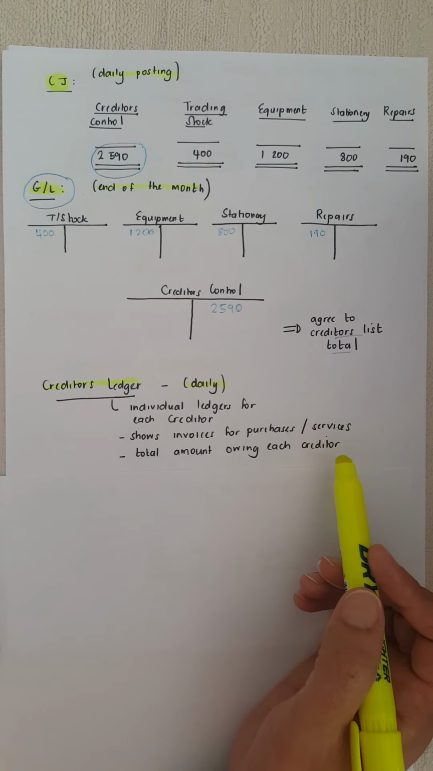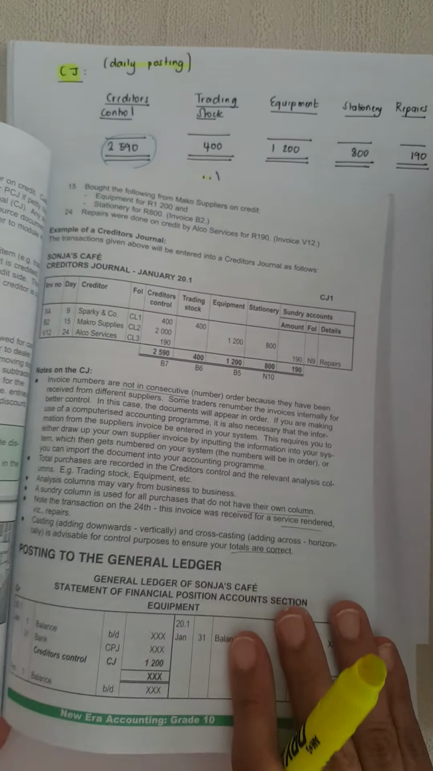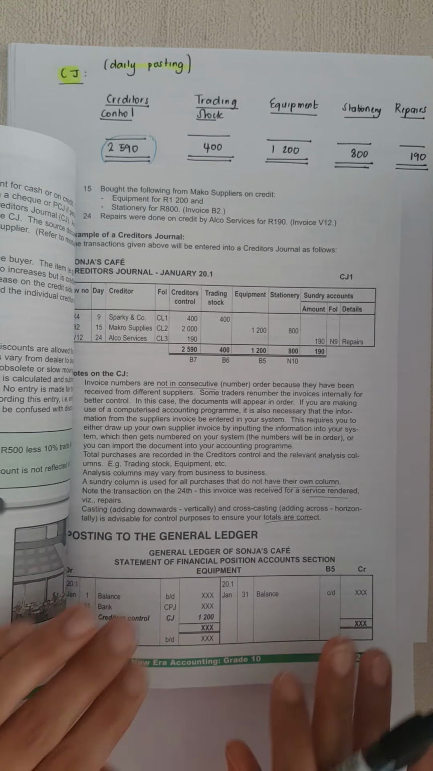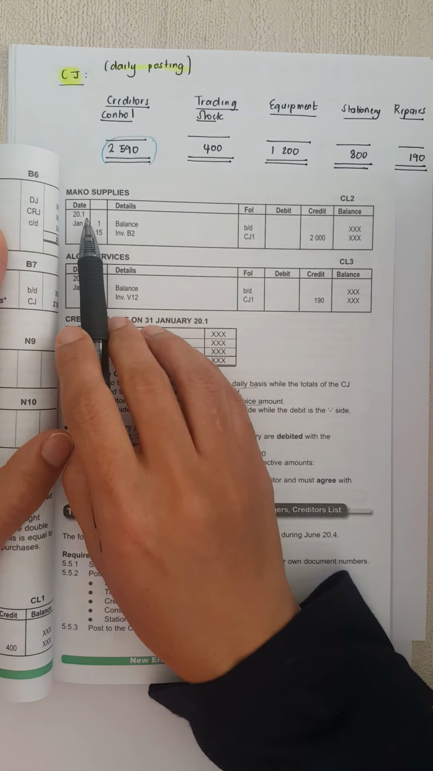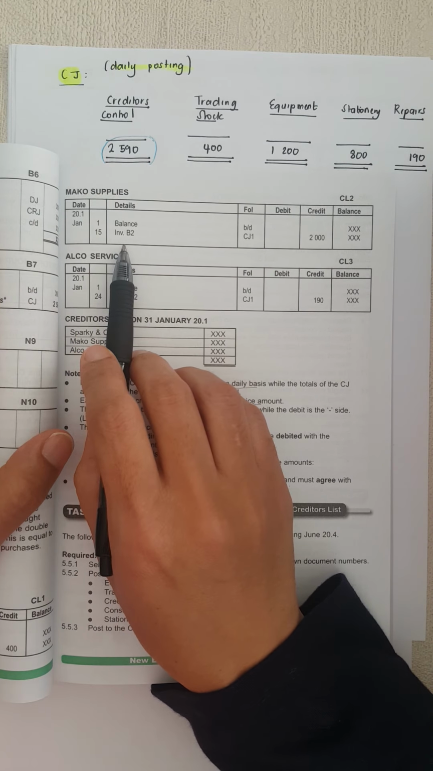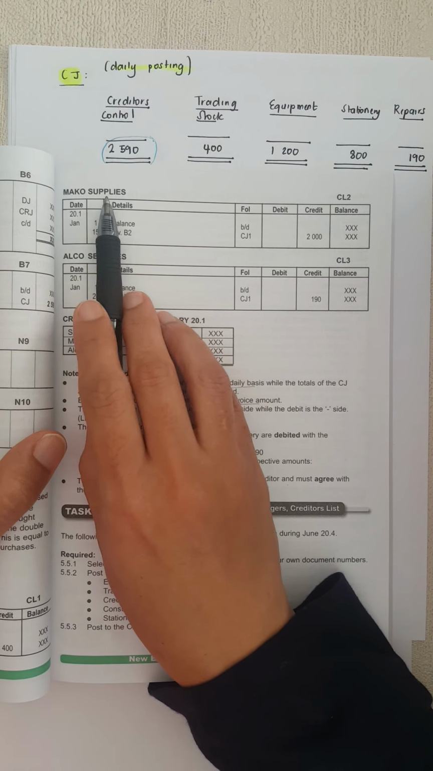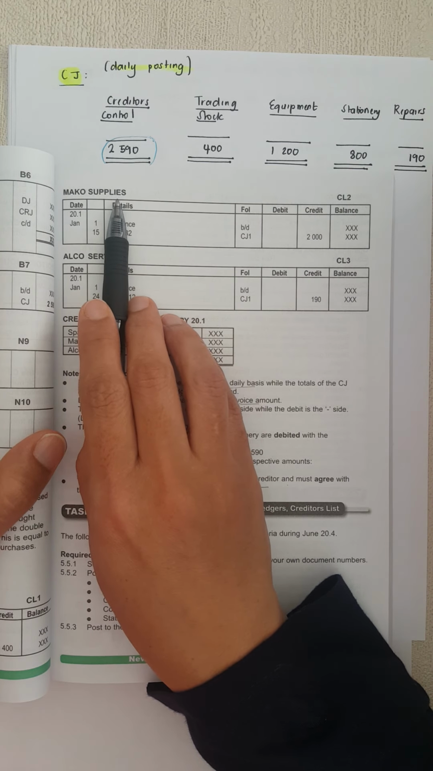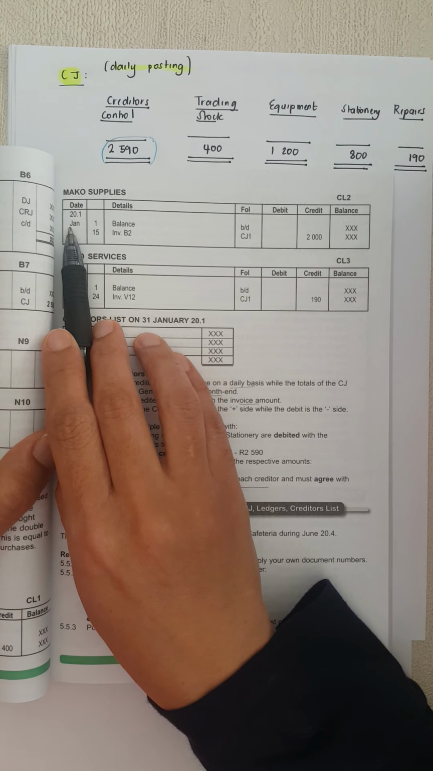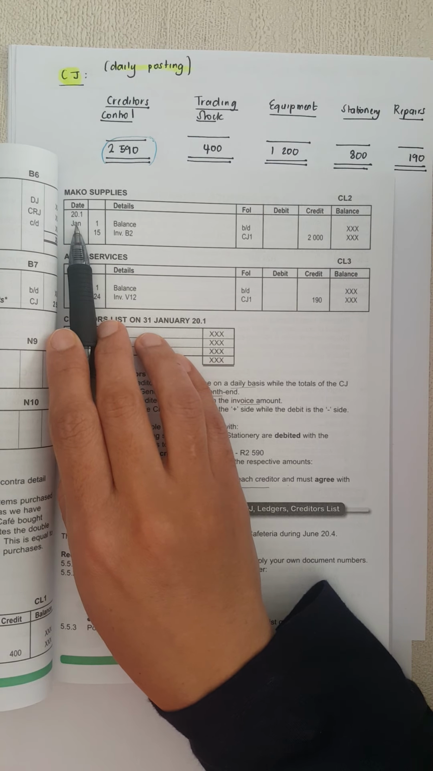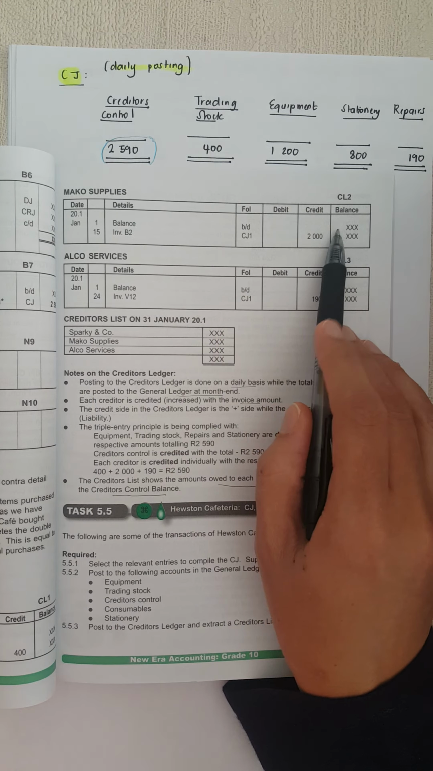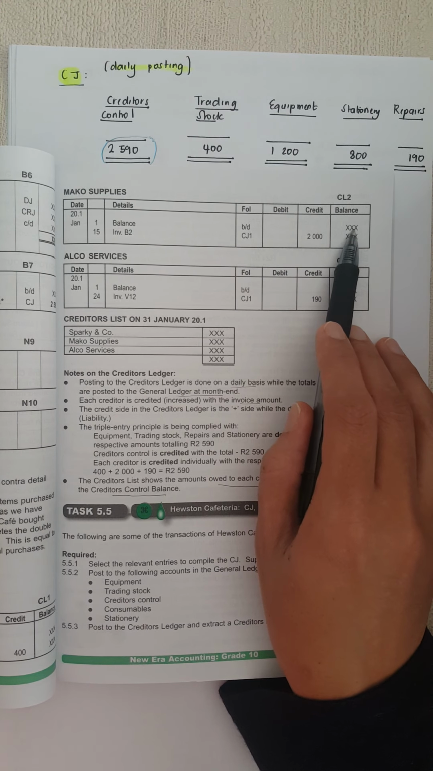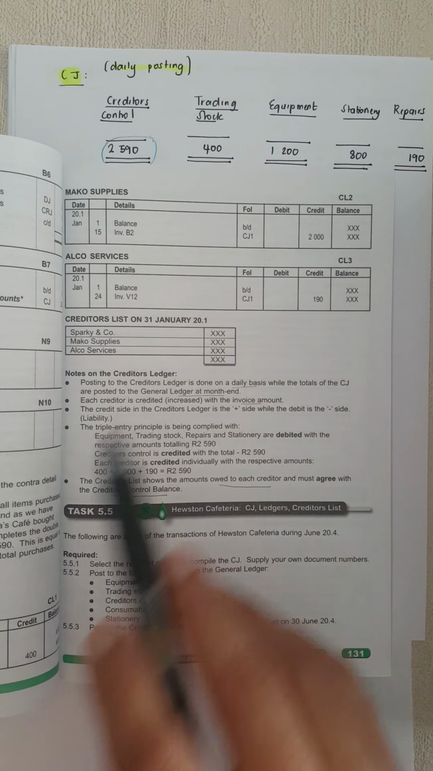So let's have a look at an example here. The example that we're continuing with, we have this creditors journal. For example, this is Macro. Remember, we bought from Macro for 2,000 Rand. We write down Macro Supplies, and the date is that we're doing the creditors ledger for January. So on the 1st, the balance brought down will be written in the balance column here. Whatever they were owing you from the previous months will be recorded there.